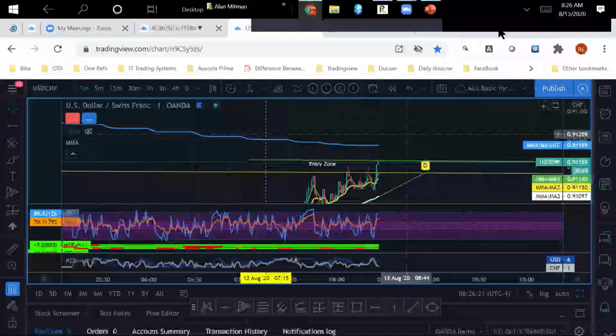Andrew's telling us that the Aussie US is moving as well. Let me get back to my charts here. I was trying to get into a trade. It came up, and now it's retesting the wedge here. I was trying to take a demo trade on this one. Aussie US, Aussie's starting to break down.